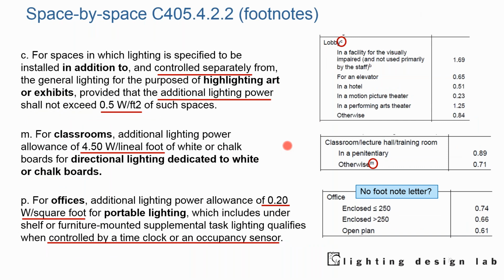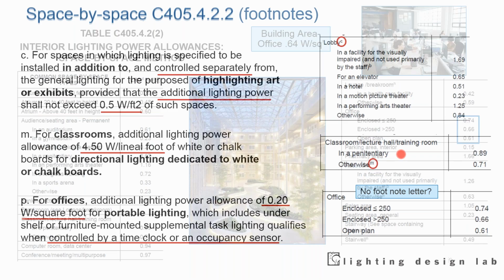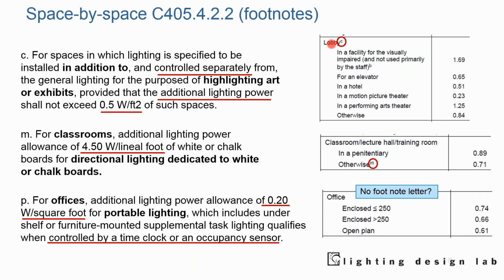So here we have space by space, some of the footnotes. If we go back, won't go back too much, but here we have like a footnote N, or we have footnote B, footnote A, those sorts of things. So if we look at some of these footnotes, for a lobby as an example, footnote C, for spaces in which lighting is specified to be installed in addition to and controlled separately from the general lighting for the purpose of highlighting art or exhibits, you get an extra half a watt per square foot.